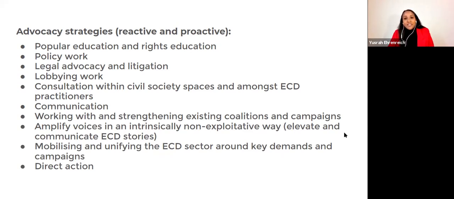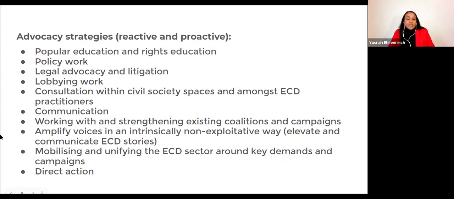Everyone can be an ECD activist, and at CECD, we also find it important to collaborate and support other campaigns. It's about amplifying the voices on the ground in an intrinsically non-exploitative way, where you elevate and communicate these ECD sectors to the world, and importantly, mobilizing and unifying this collective voice in the ECD sector around key demands and campaigns, which includes direct action and various calls to action, such as protesting. Next slide, please, Jess.